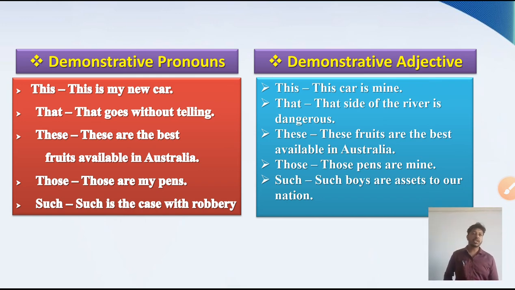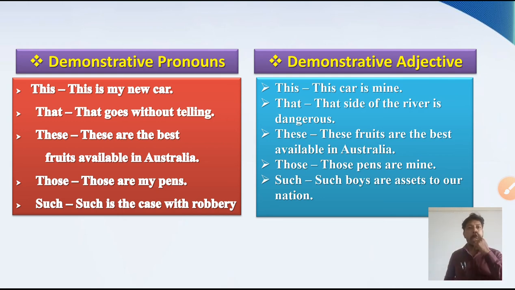The red box is demonstrative pronouns and the sky blue box is demonstrative adjectives. Demonstrative pronouns, how are they used here? This is a demonstrative. Still, I am not telling you whether it is a demonstrative adjective or a demonstrative pronoun, because depending upon the use of the demonstrative, its definition may change.